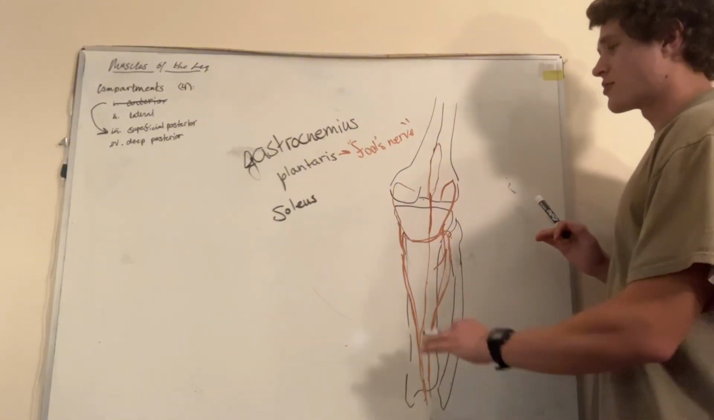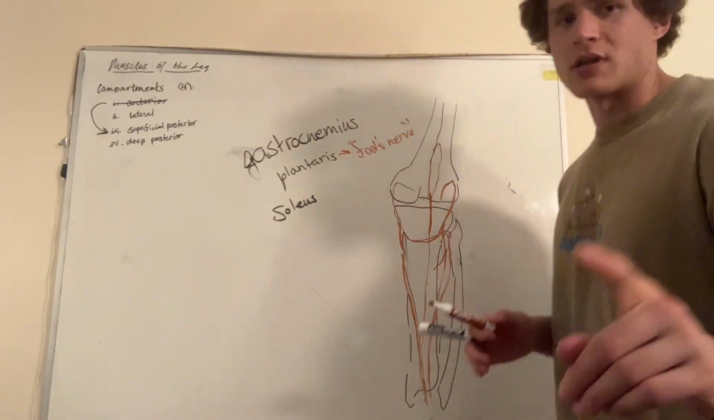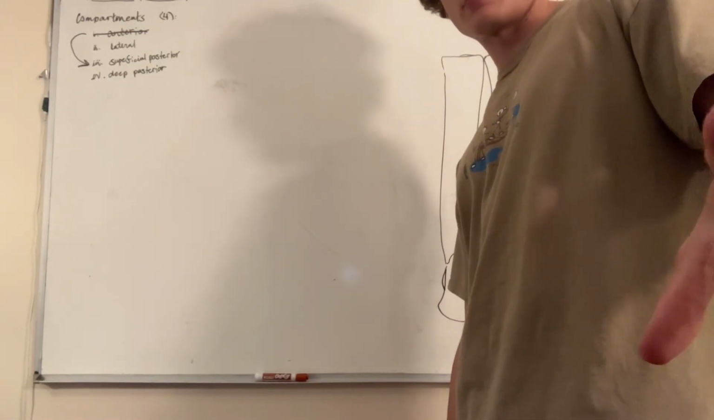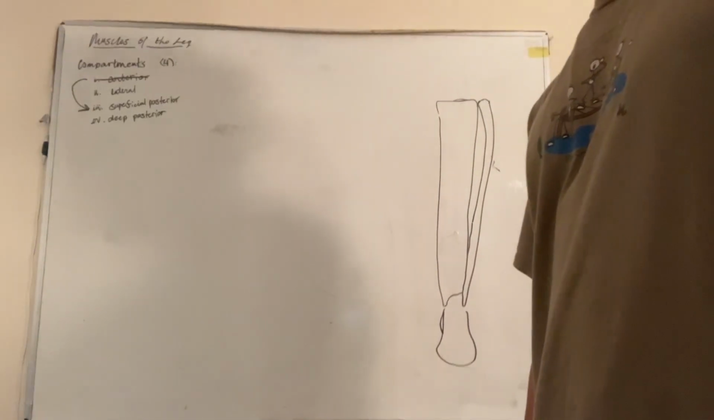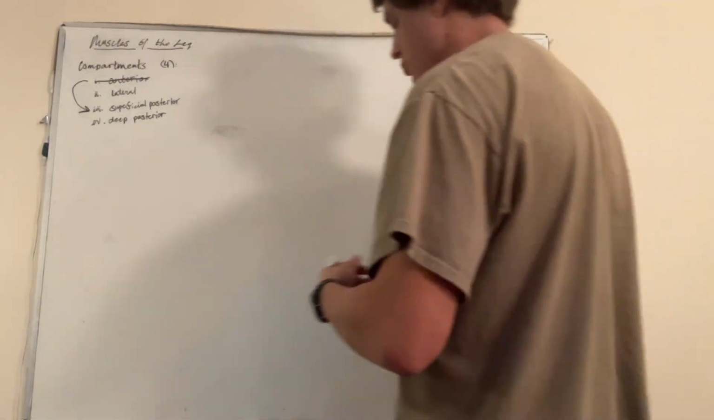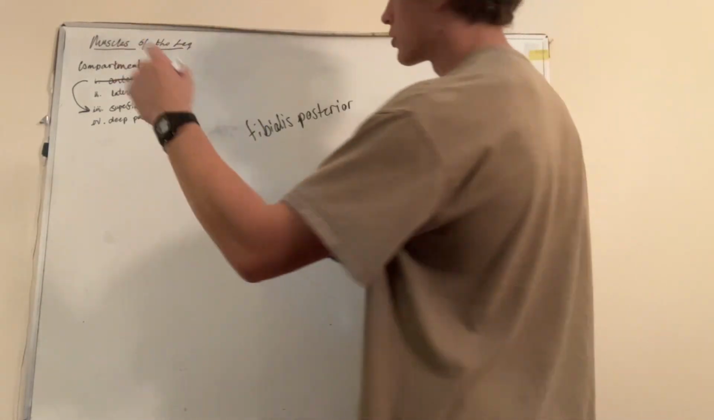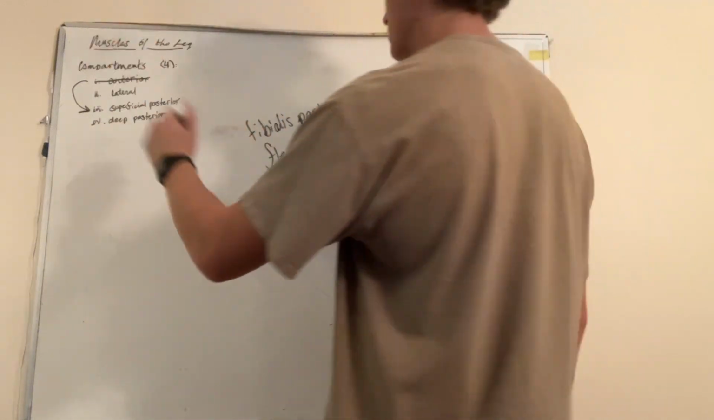All right, so that covers our three muscles of the superficial posterior compartment. Next, deep posterior compartment. Next to last compartment, compartment number 3, we're covering the deep posterior compartment of the lower leg. This has three different muscles: tibialis posterior, flexor digitorum longus, and flexor hallucis longus.